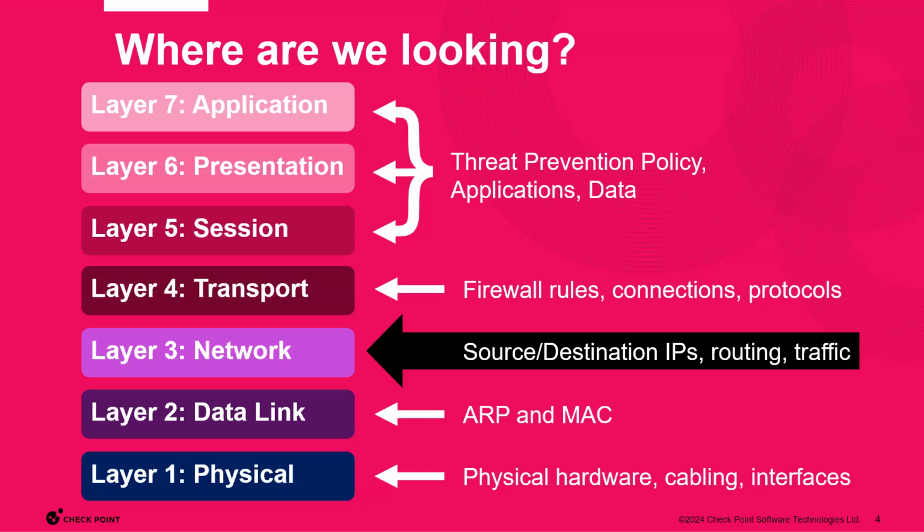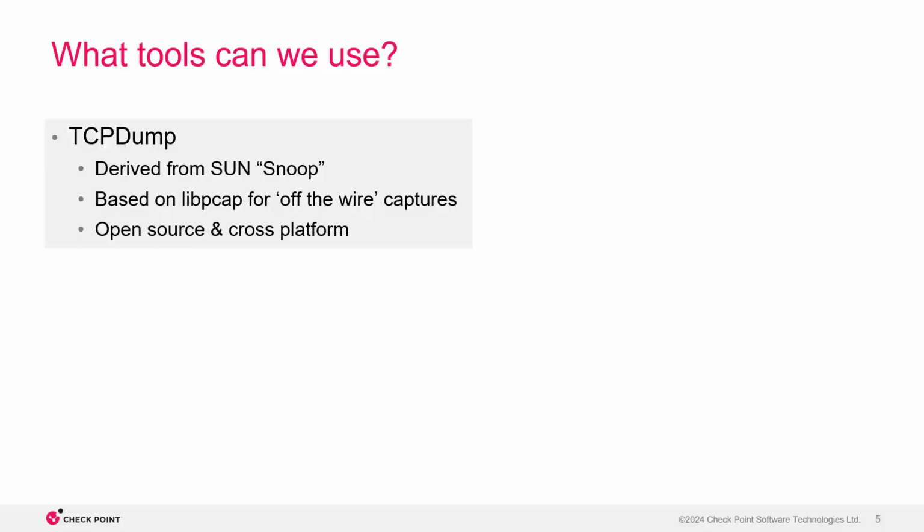Today, we're going to primarily focus on layer 3, the network layer. We'll do a little bit with layer 2 with the Ethernet side as well, but it's good to know where we're looking at in this whole crazy OSI stuff. So what tools can we use for this? I mean, there's a lot of them out there, but we're going to focus on a couple today.